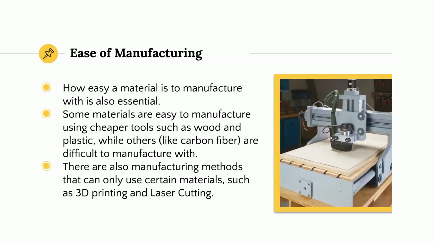Next, ease of manufacturing. How easy a material is to manufacture. This is also essentially tied to cost. Some materials are easy to manufacture using cheaper tools such as wood, plastic, while others, like carbon fiber, are difficult to manufacture with. There are also manufacturing methods that can only use certain materials, such as 3D printing and laser cutting. This is especially important in FRC as we can't just buy any machines. We have to use what we have. If a machine cannot cut a material, then we cannot use that material.